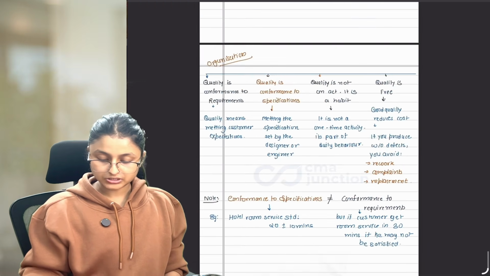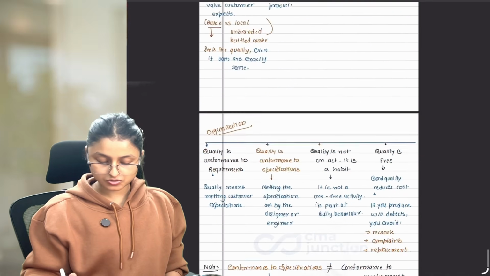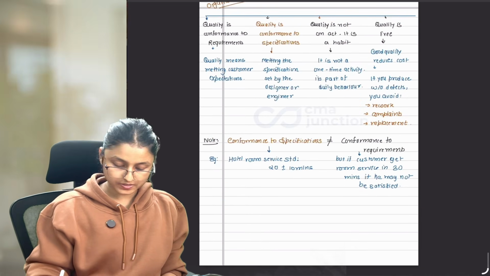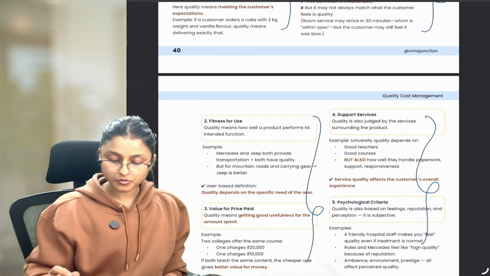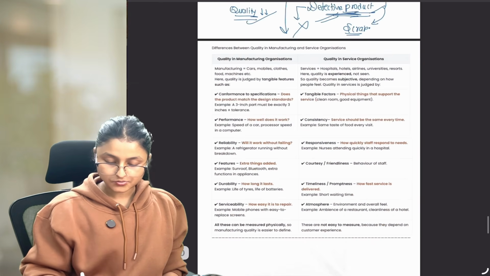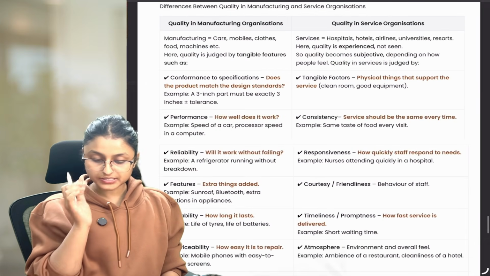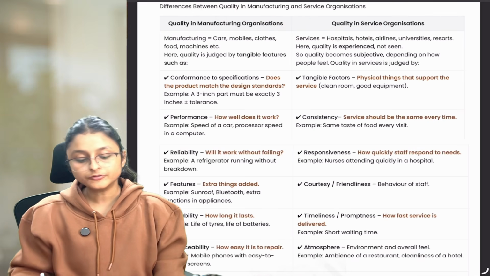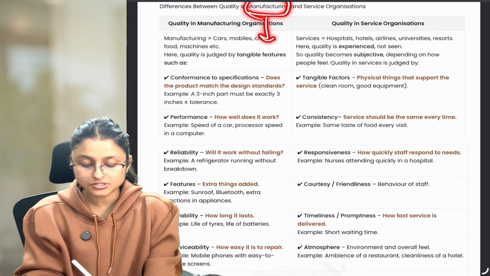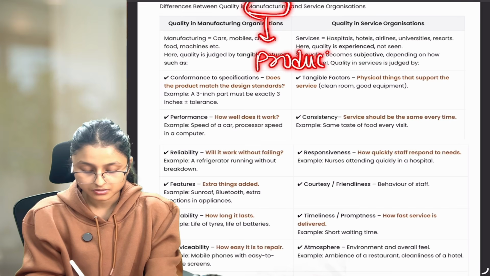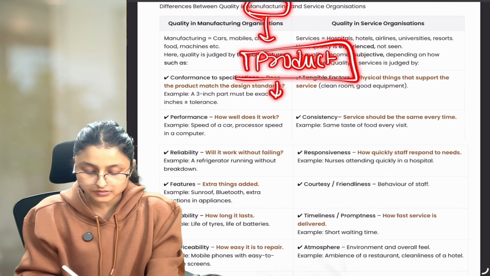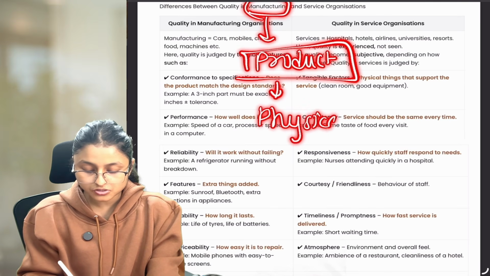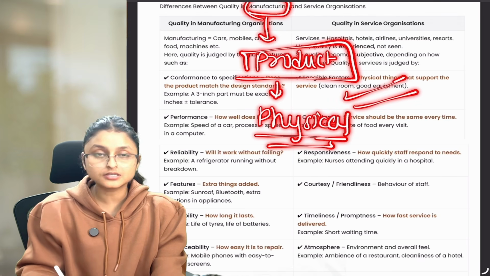Done. So these were all the definitions or different ways through which we can define quality. Now moving forward to our next part, that is the difference between quality in manufacturing and service organization. Now think about it, a manufacturing organization is making a product. Here you can see things physically. All the features or characteristics of the product are seen physically.